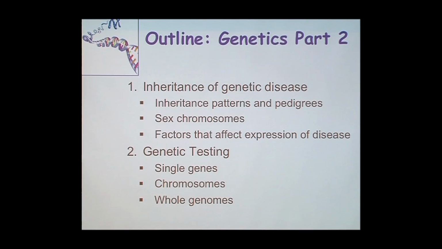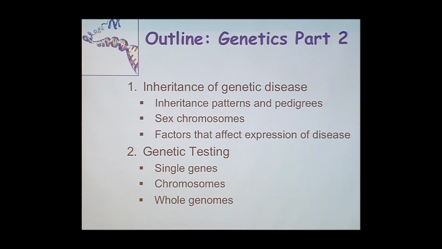And so that's what we're going to talk about tonight, is what autosomal dominant, autosomal recessive, and different inheritance patterns. So that's where we'll start off tonight, is talking about inheritance of genetic disease. We'll go through autosomal and X-linked inheritance patterns and look at sex chromosomes and how that affects the X-linked inheritance.